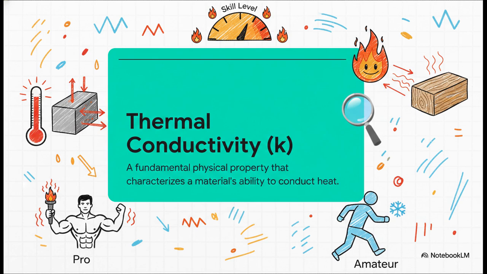Okay, so what is it exactly? Thermal conductivity, which you'll almost always see represented by the letter K, is basically just a measure of how good a material is at moving heat from one place to another. You can think of it like a heat-moving skill rating. Some materials are absolute pros, and others are, well, total amateurs.